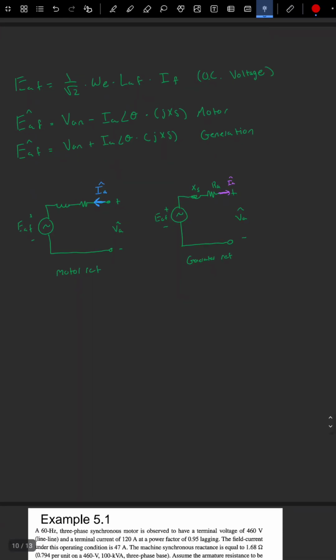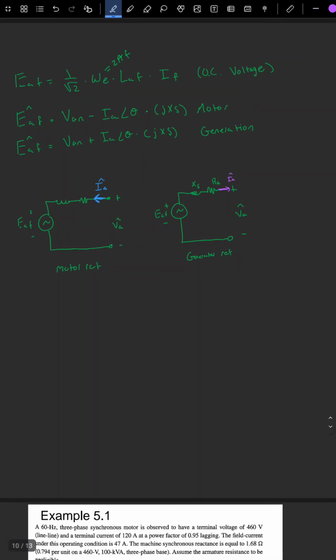So here's the three equations that you're going to need to know. Remember, technically two, but we have EAF equals 1 over the square root of 2 times omega E times LAF times IF, where EAF is going to be the generator voltage. This 1 over the square root of 2 is just going to be your RMS conversion. Omega E is equal to 2 pi F. Let me write that down. LAF is usually given, but he might ask you to solve that. And IF is going to be your field current. And keep in mind, this is from getting your open circuit voltage.